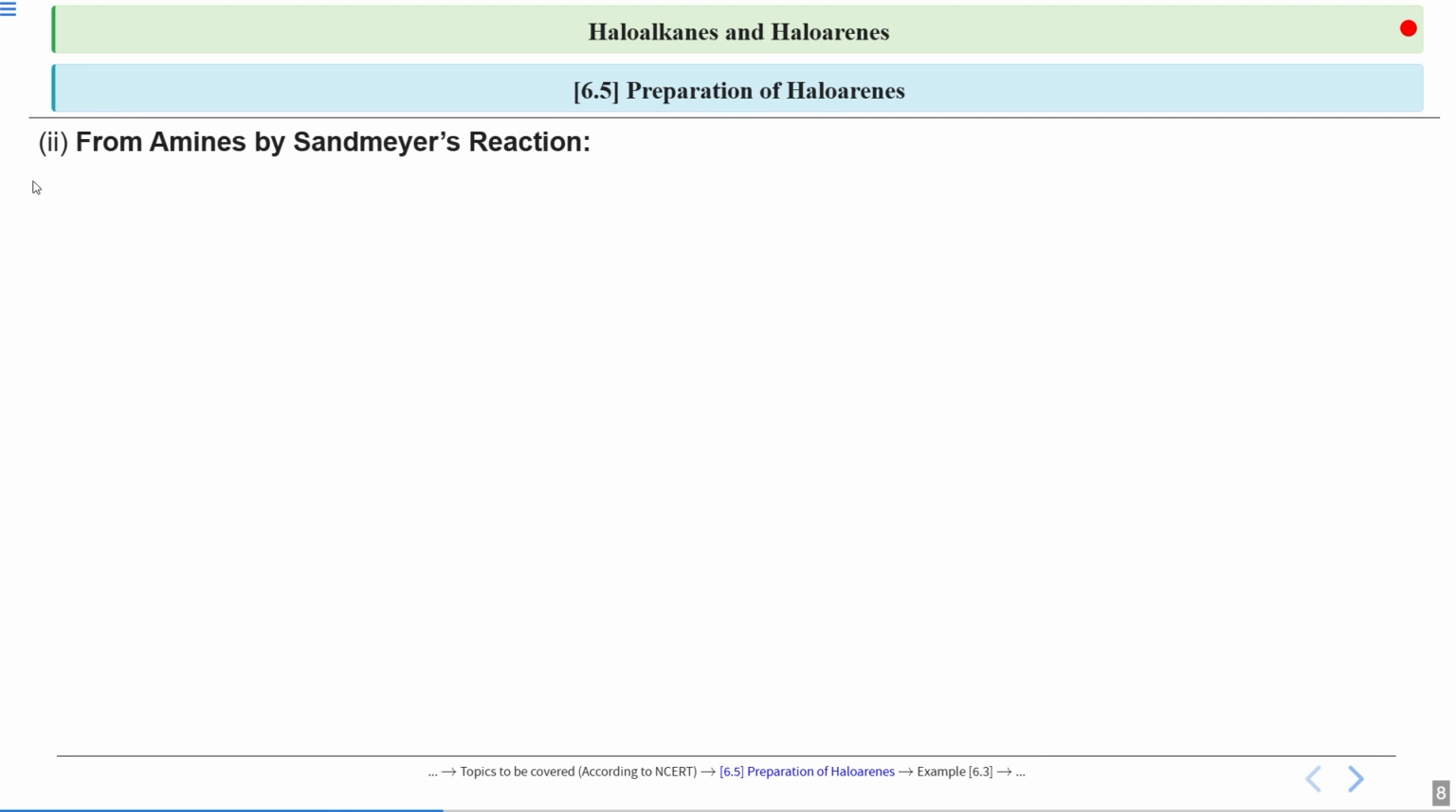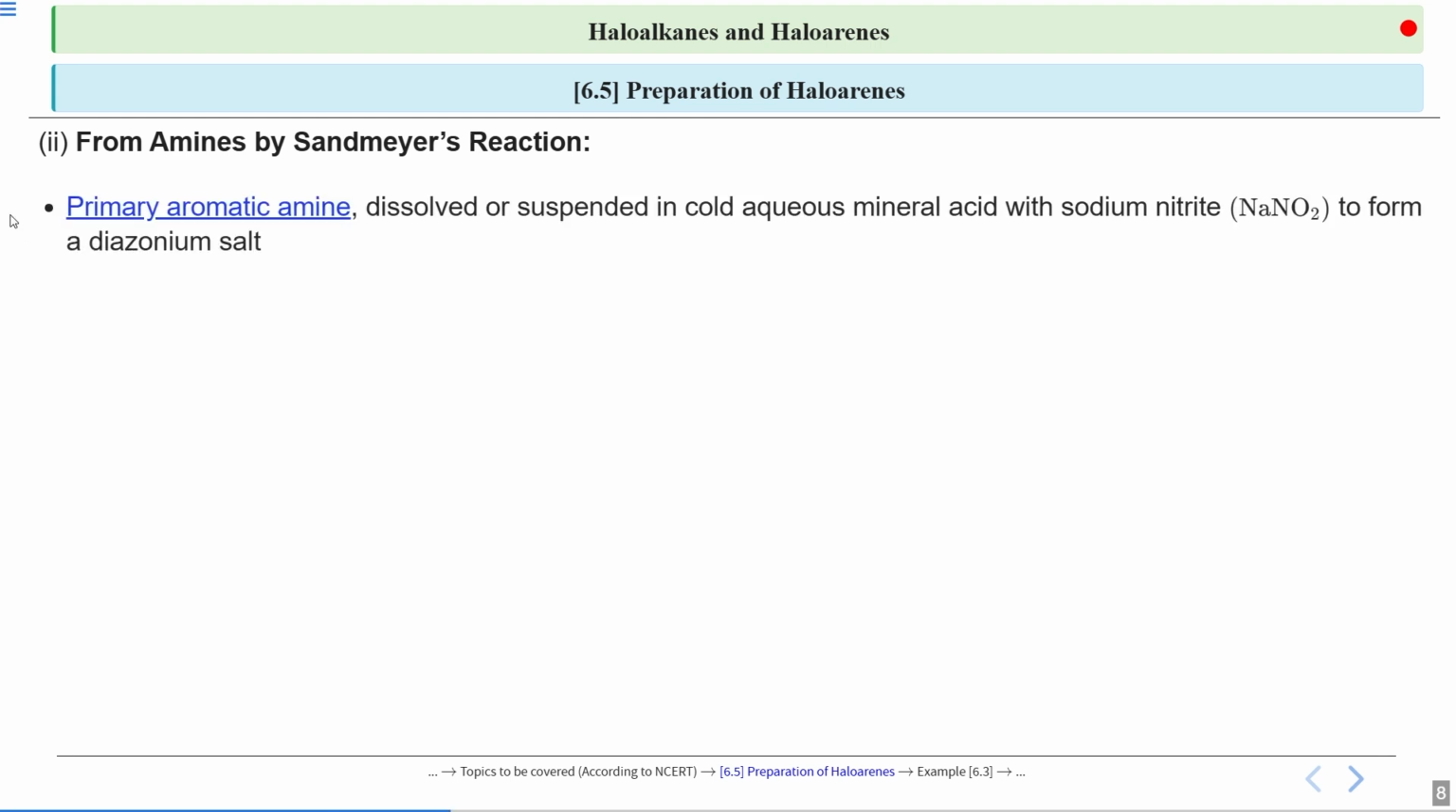Let's see the second major method, that is from amines by the Sandmeyer's reaction. A primary aromatic amine dissolved or suspended in cold aqueous mineral acid reacts with sodium nitrite, that is NaNO2, to form a diazonium salt. What we are saying is, we take a primary aromatic amine. This is a primary aromatic amine. The nitrogen is connected with 2 hydrogens and 1 carbon only.